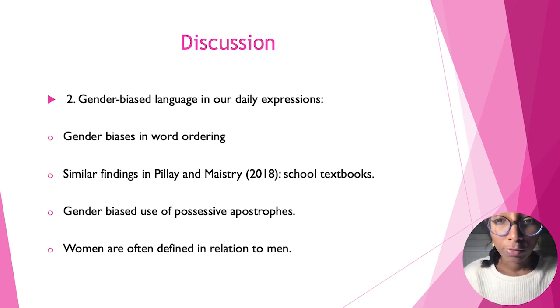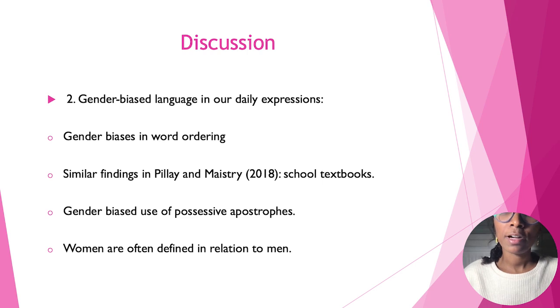The quantitative analysis of data from the corpus has revealed gender biases in word ordering. This aligns with previous research on school textbooks, for example by Pillai and Mastery, where the masculine term consistently preceded the feminine term in dichotomous phrases. The current study, covering various genres like spoken, fiction, magazine, newspapers, and academic texts, shows that this phenomenon extends beyond school textbooks, reflecting gender-biased language prevalent in daily usage. This reinforces sexist notions, positioning women in subordinate roles in society.